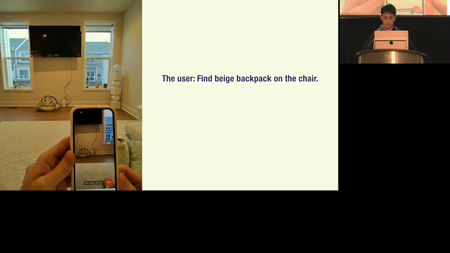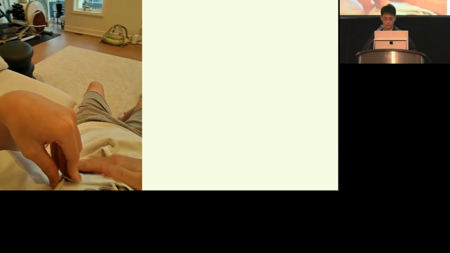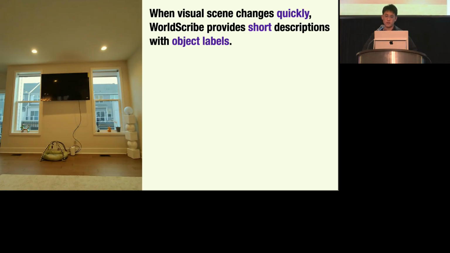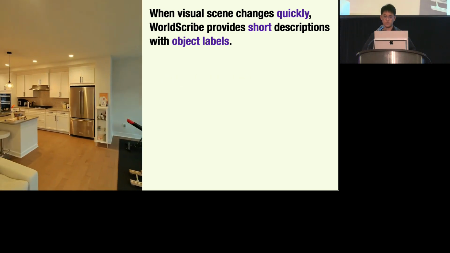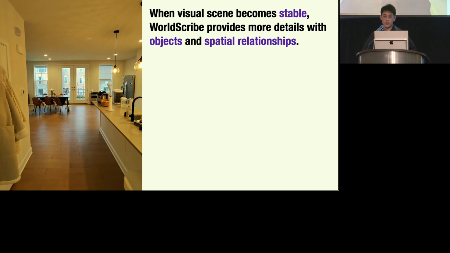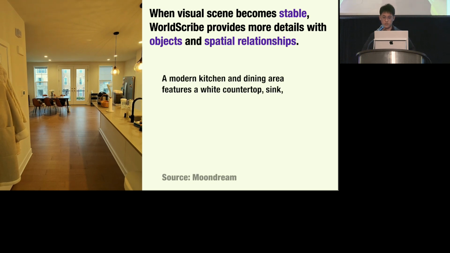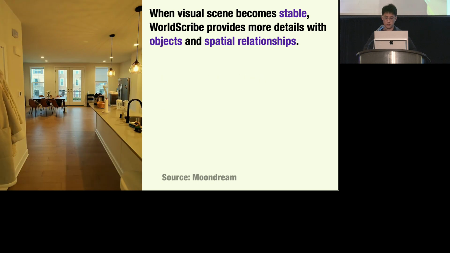The user who wants to find a beige backpack can specify their intent to WorldScribe. Find beige backpack on the chair. First, when the user is moving and the scene changes quickly, WorldScribe provides short descriptions with object labels. TV, refrigerator and cabinet. Then, when the visual scene becomes more stable, WorldScribe will gradually provide more details with objects and spatial relationships. A modern kitchen and dining area features a white countertop, sink, and refrigerator with a wooden floor, white walls.